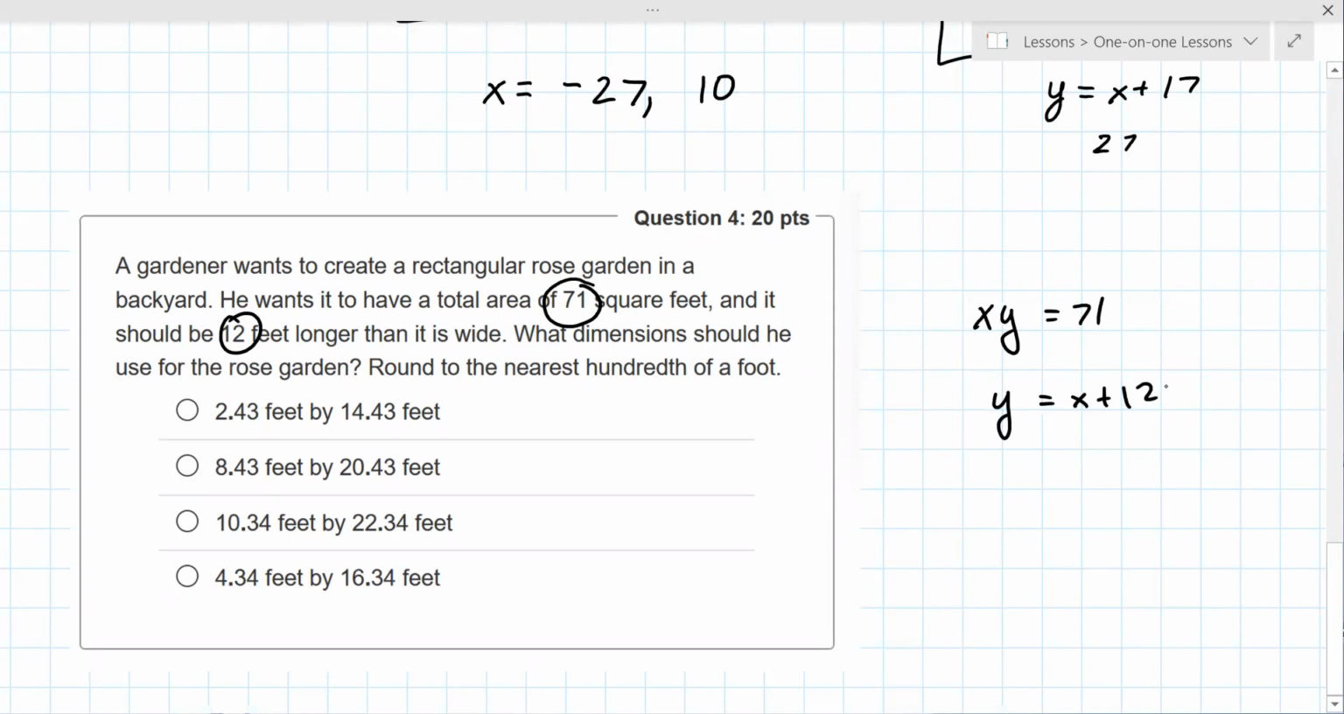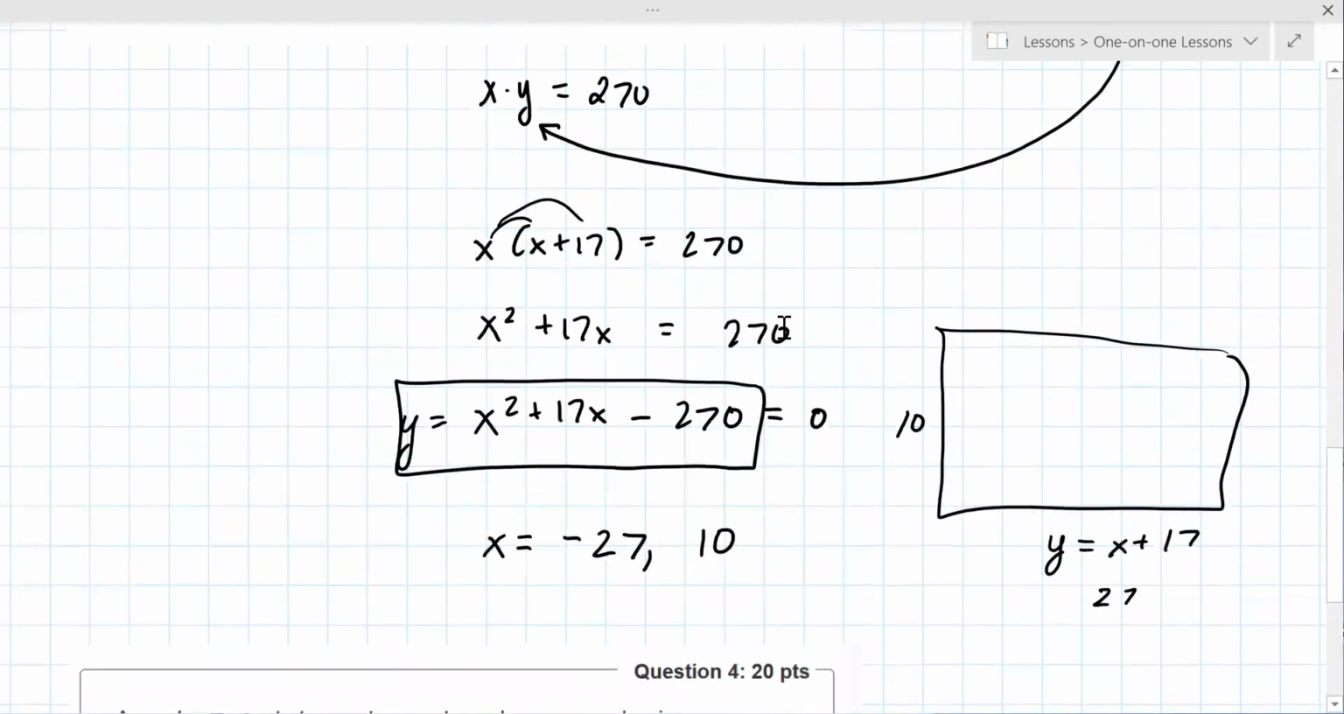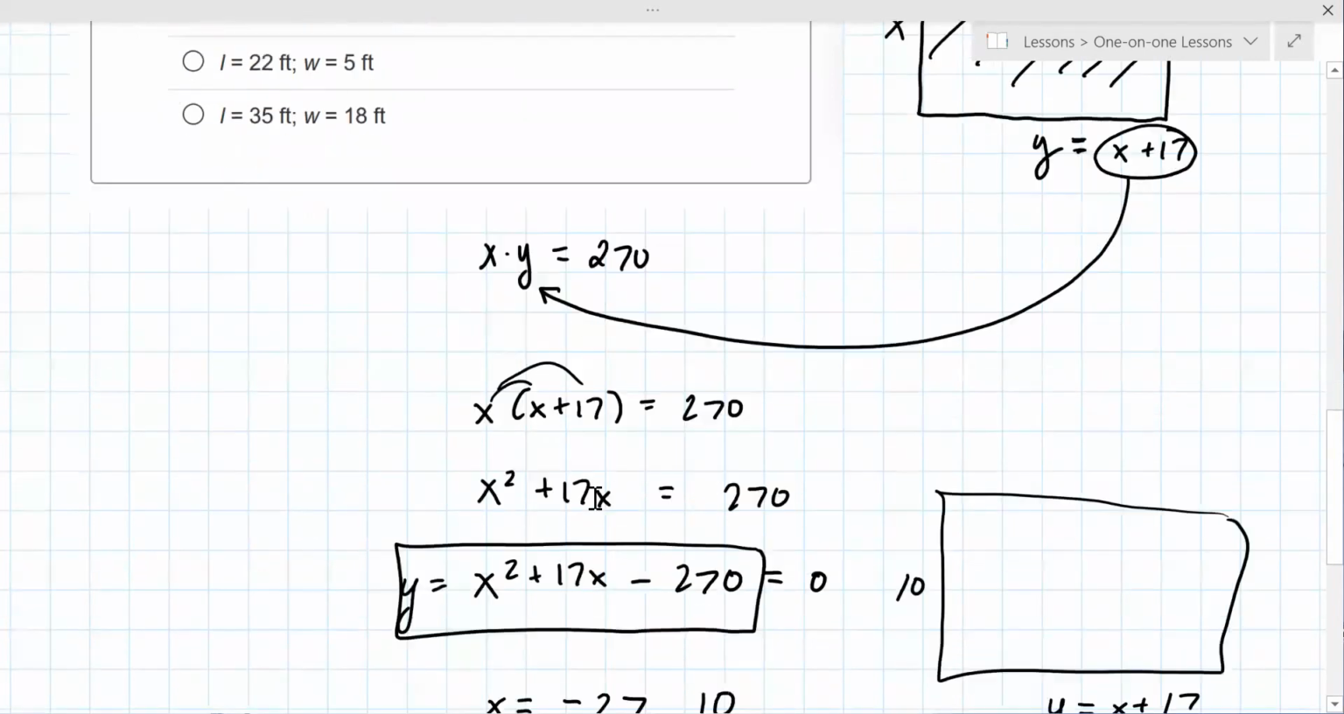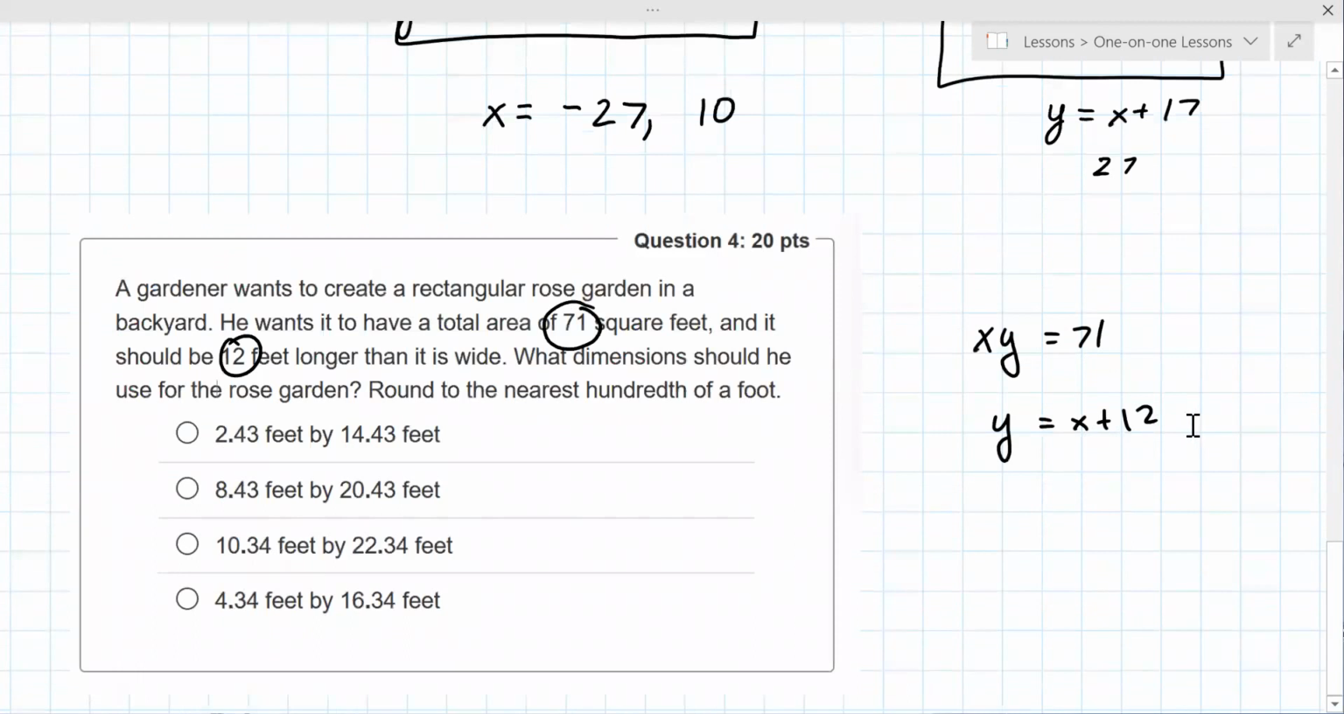So you said x times y equals 71, right? What did we do in the previous problem? We did x plus 17. X times y equals 270. So we need to find the answer. So what are you going to do here with x plus 12?